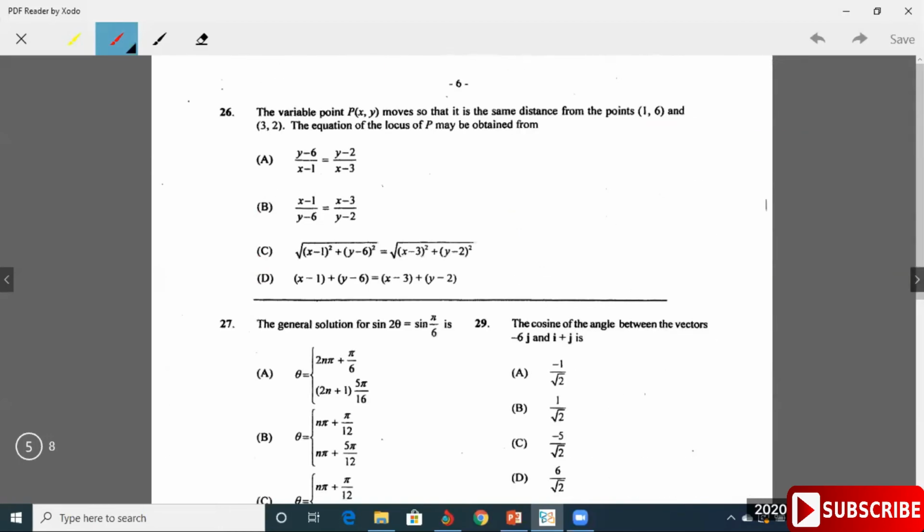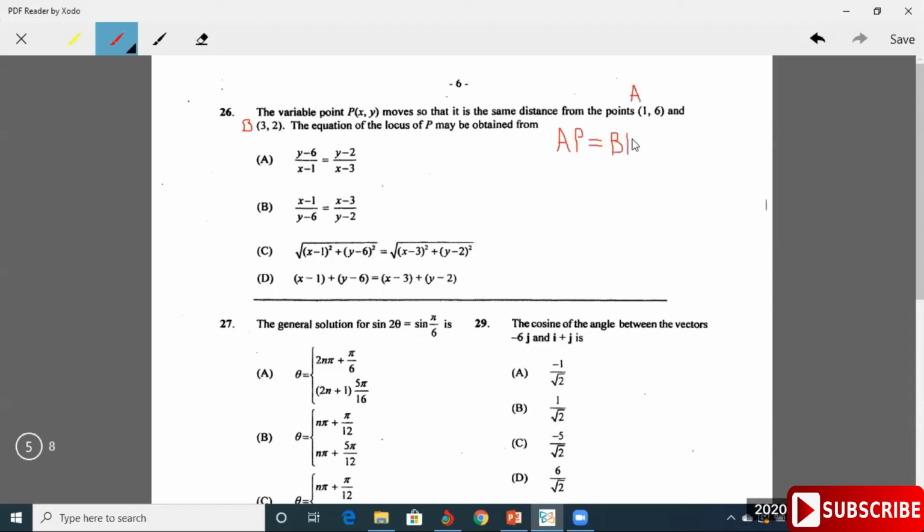Question 26. Question 26 tells us that we have a variable point P, and it moves so that it is the same distance from two points. I'm going to call this point A. A is the point 1, 6. I'm going to call this point B. B is the point 3, 2. Then they want the equation of the locus of P. It moves in a way so that they have the same distance. So they're telling us that the distance AP is equal to the distance BP.